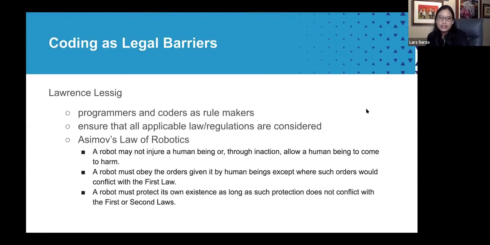So, some approaches. One legal scholar, Lawrence Lessig, proposed that in order to manage the risks posed by AI, you build legal barriers or you build the rules that you want into the code of the AI. So it sees programmers and coders as legislators and rule makers. And at the point of coding pa lang, the programmer should ensure that all applicable laws and regulations are already considered. So sure, that's fine.